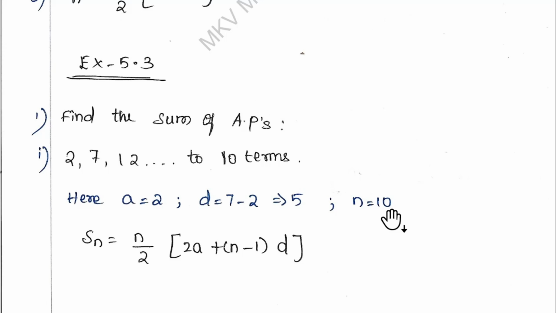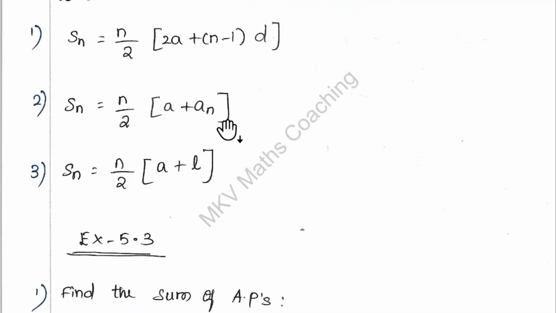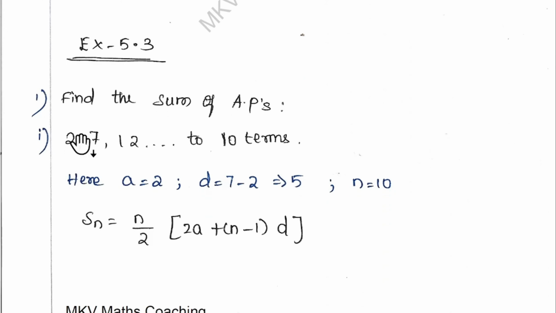So n is 10, and you have a, d, n, so you can use the big formula. Why am I using the big formula? Because I don't have the an or L value. If you know the a value, n value and d value, you can use this formula to get the Sn value. Just substitute in the formula.